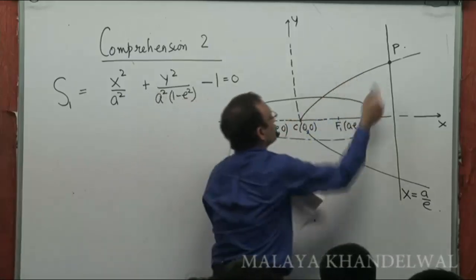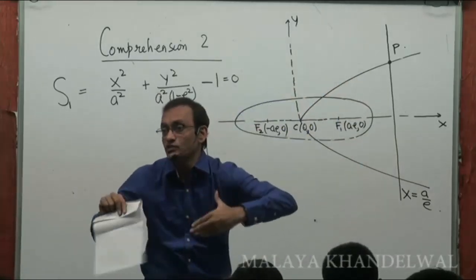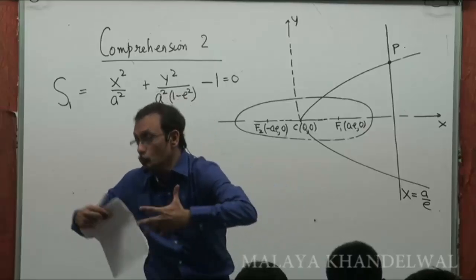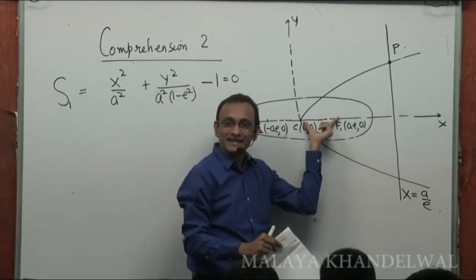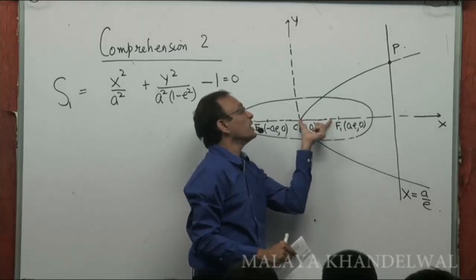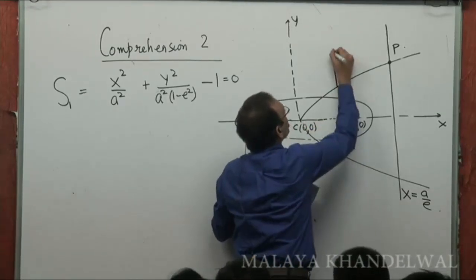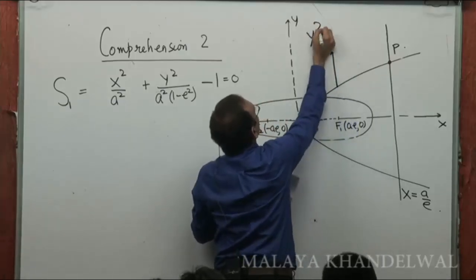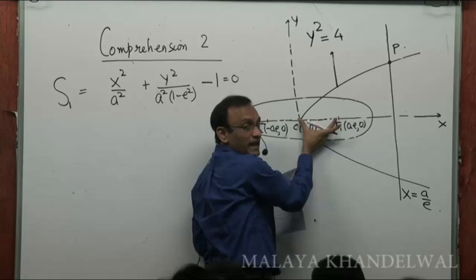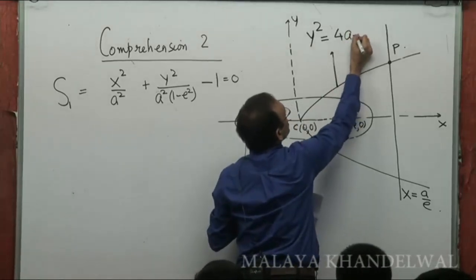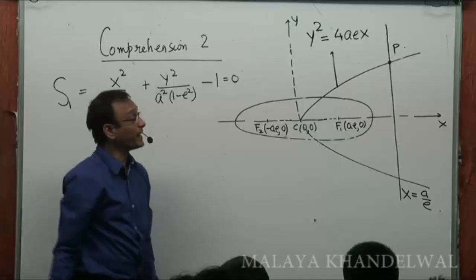Now, this parabola is of the form y squared equal to 4ax, where that a is ae in this case. Isn't it? The distance between the vertex and the focus is ae. So the equation of this parabola is y squared equal to 4 times this distance, which is ae, into x. That's the equation of the parabola.